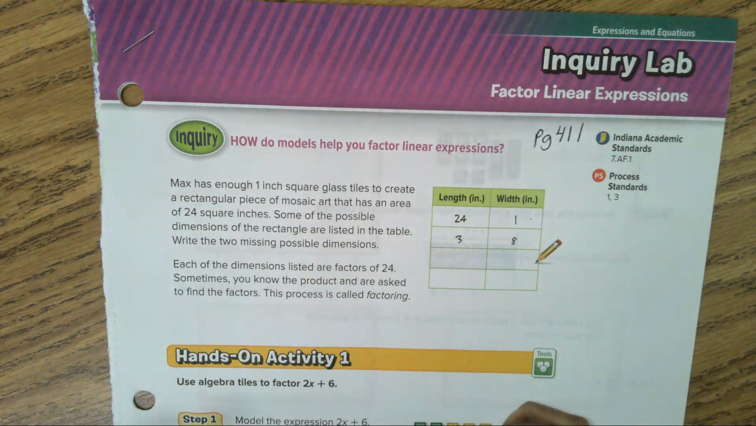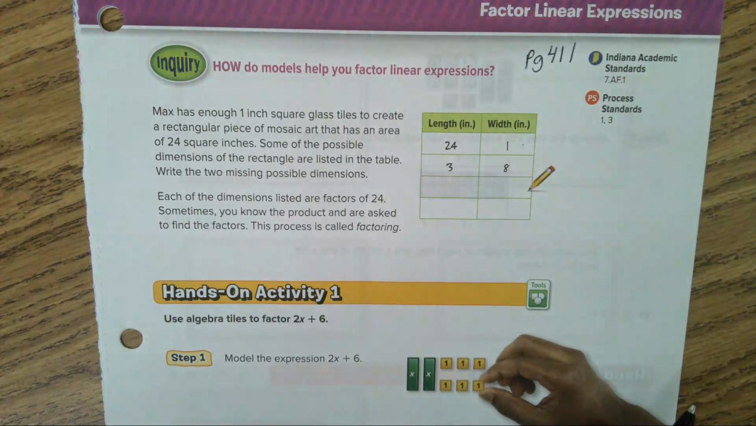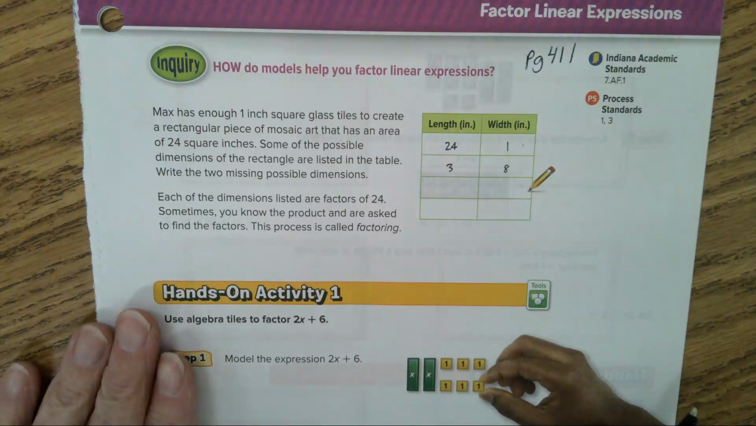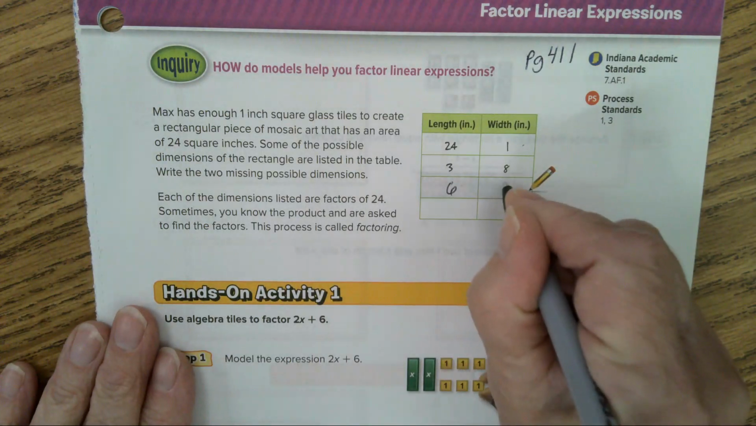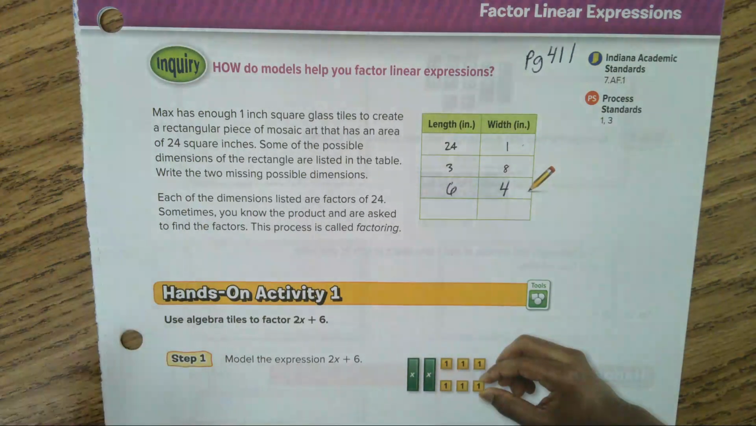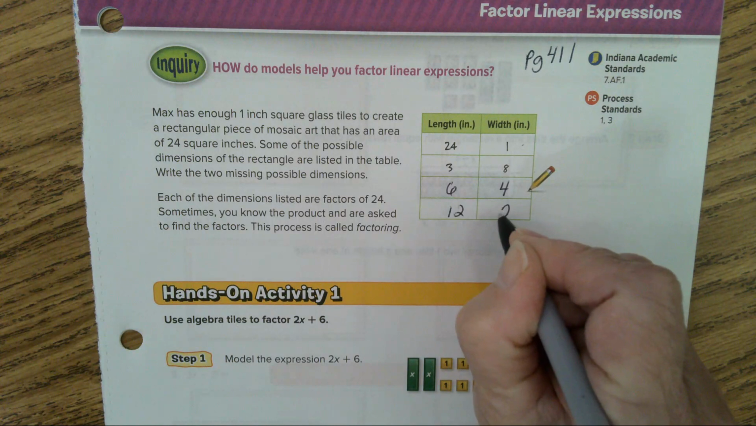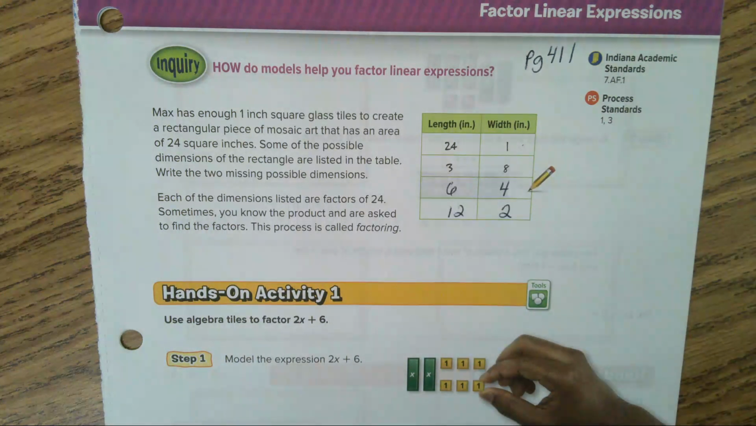Who can give me another product that equals 24? Yes, Beckett. 6 and 4. 6 times 4. And another one, Oliver. 12 times 2. Now you could have 2 times 12. It doesn't matter the order. Okay, those all give us a 24.